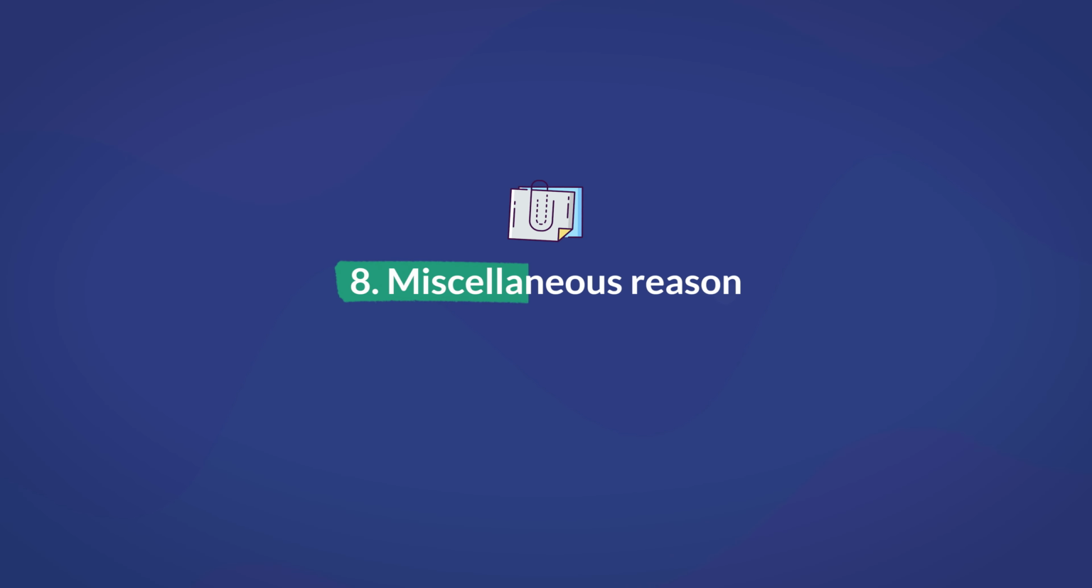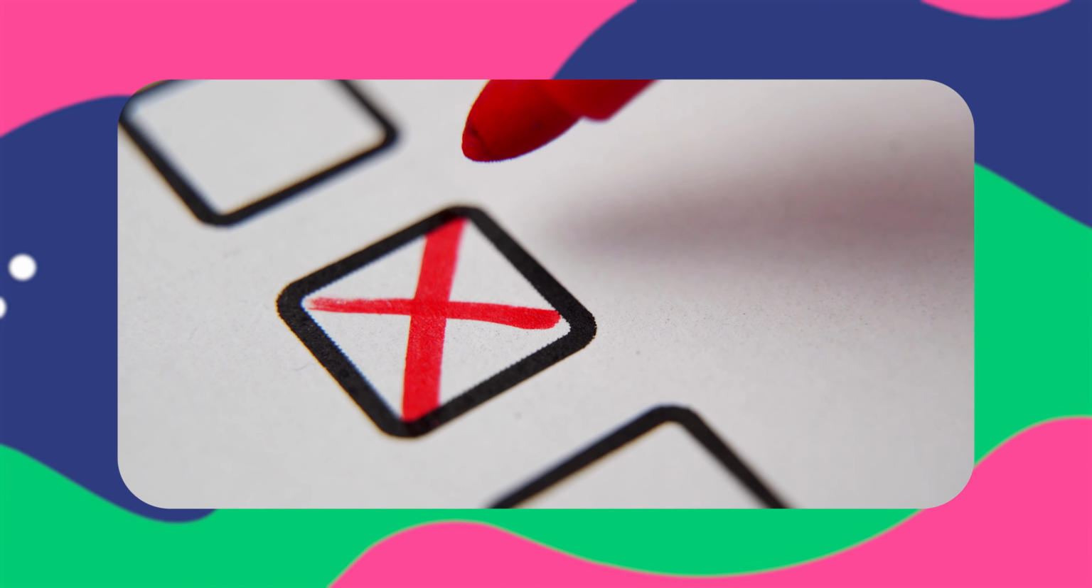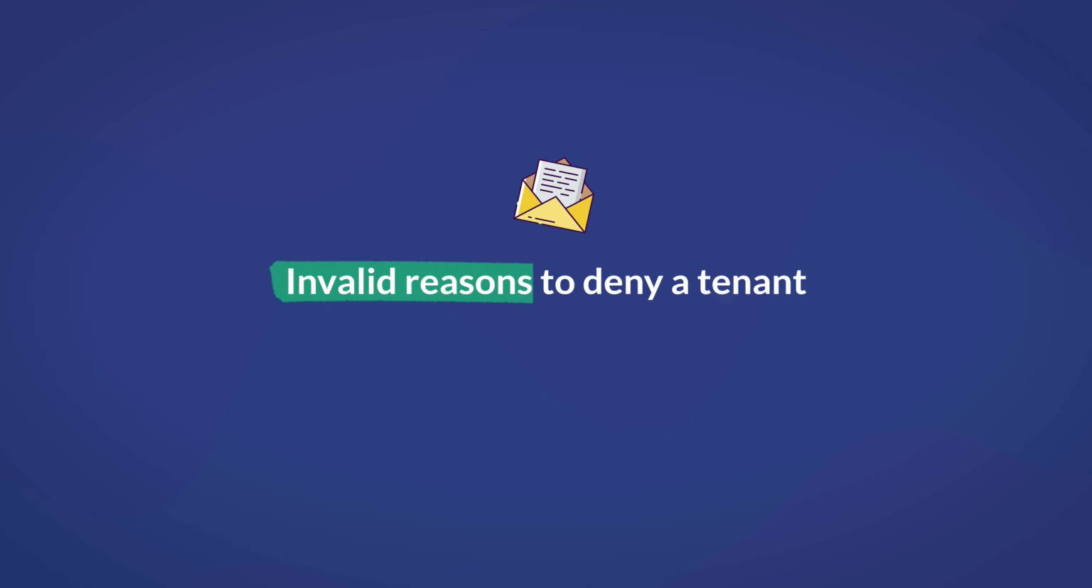If the applicant is not able to conform to your needs, it is clear that they will be rejected. And number 8, some miscellaneous reasons. If the reason for sending out the denial letter is not on this list, you are able to include your reason in a separate field. As mentioned before, it must be a valid reason and they must be notified about the rejection no matter the reason. Let's hop into some invalid reasons.